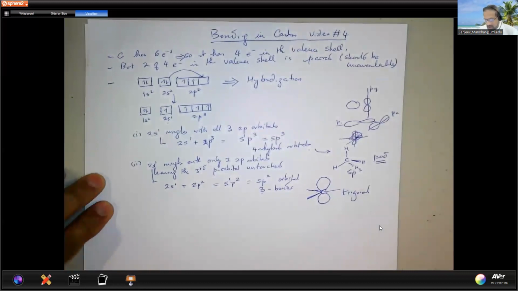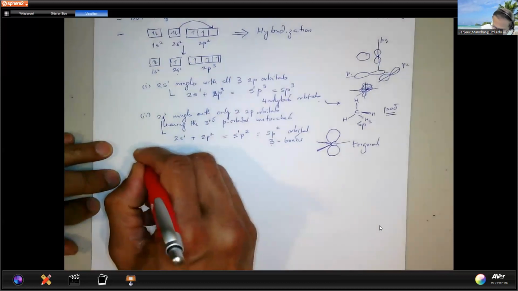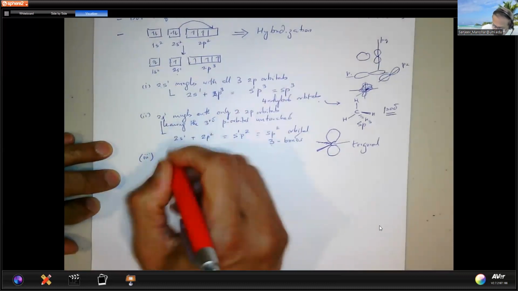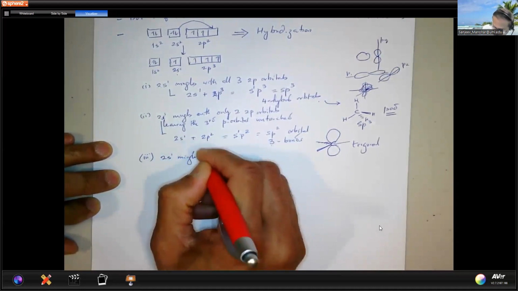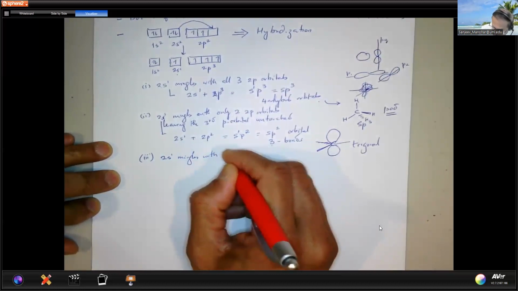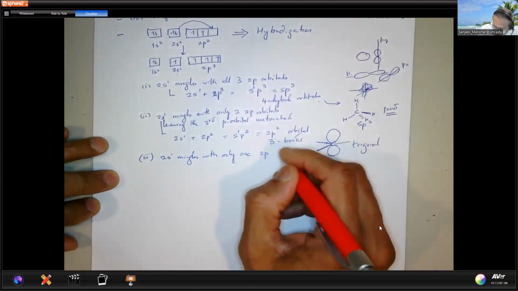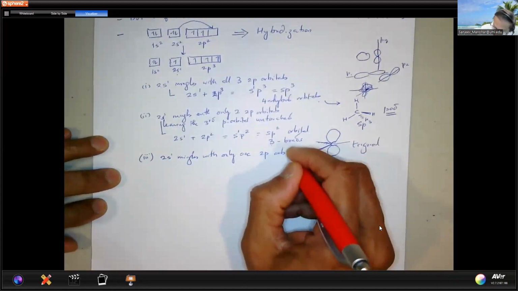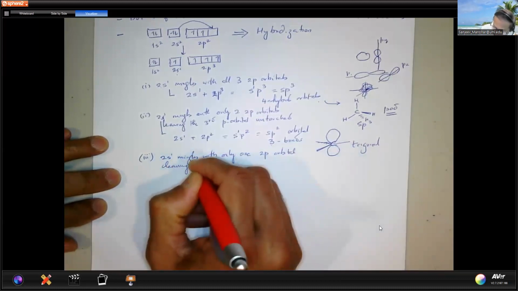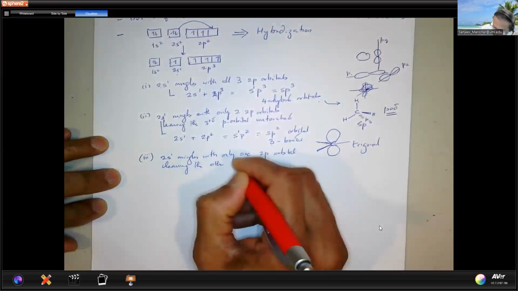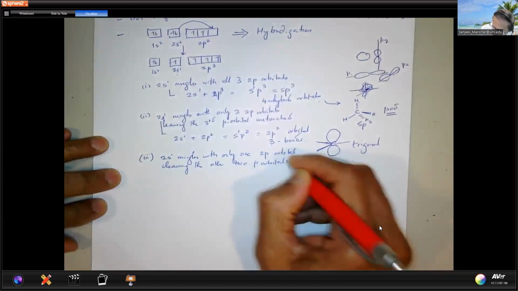With the p orbital untouched. That's an sp2 hybrid orbital. The other way it can mingle is the 2s1 mingles with only 1, right? 2p orbital, leaving the other 2 p orbitals untouched.